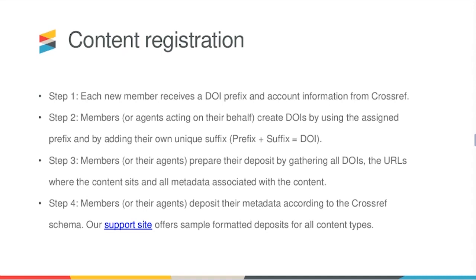Some people think, okay, one DOI prefix equals one publisher, but as you know, content can move from one publisher to another over time. So even if a journal is published by, for example, Wiley, and then it moves over to Elsevier, the DOIs that have already been assigned to that publication don't change. And the prefix doesn't change either.